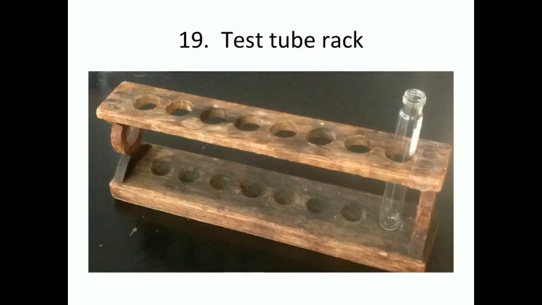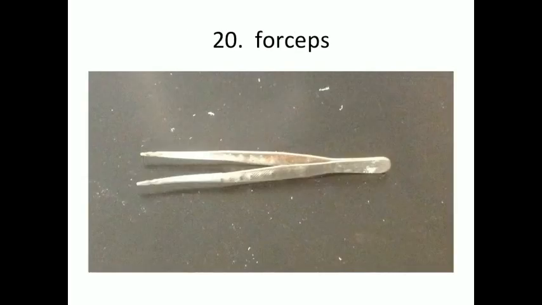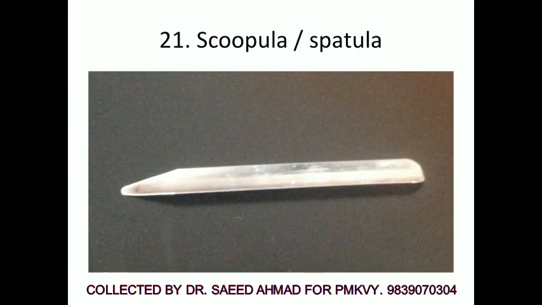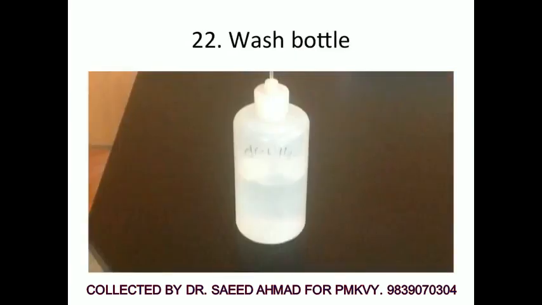This is a forcep. It's used to pick up small solid objects. In laboratory, please do not use your fingers to handle materials. This is a scoopula or a spatula. It's used for scooping or distributing solid materials from the stock containers to your containers. Once again, don't distribute things with your fingers.